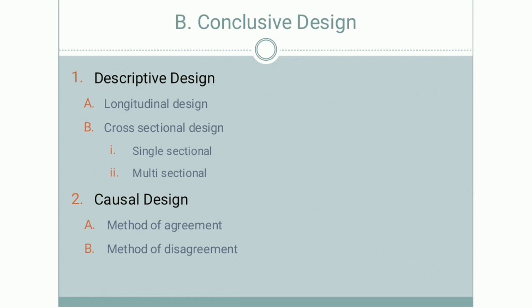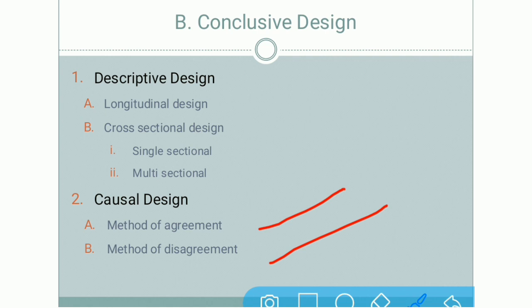There are two types of causal design, that is when you want to check the cause and effect relationship. In this there are 2 points: method of agreement, method of disagreement. Now what is method of agreement? When one element is there, then only the result will be there. That is known as method of agreement. Repeating it again, when one element is there, at that time the result will be there. That is known as method of agreement. And when one required element is not there, then the result will not be there.